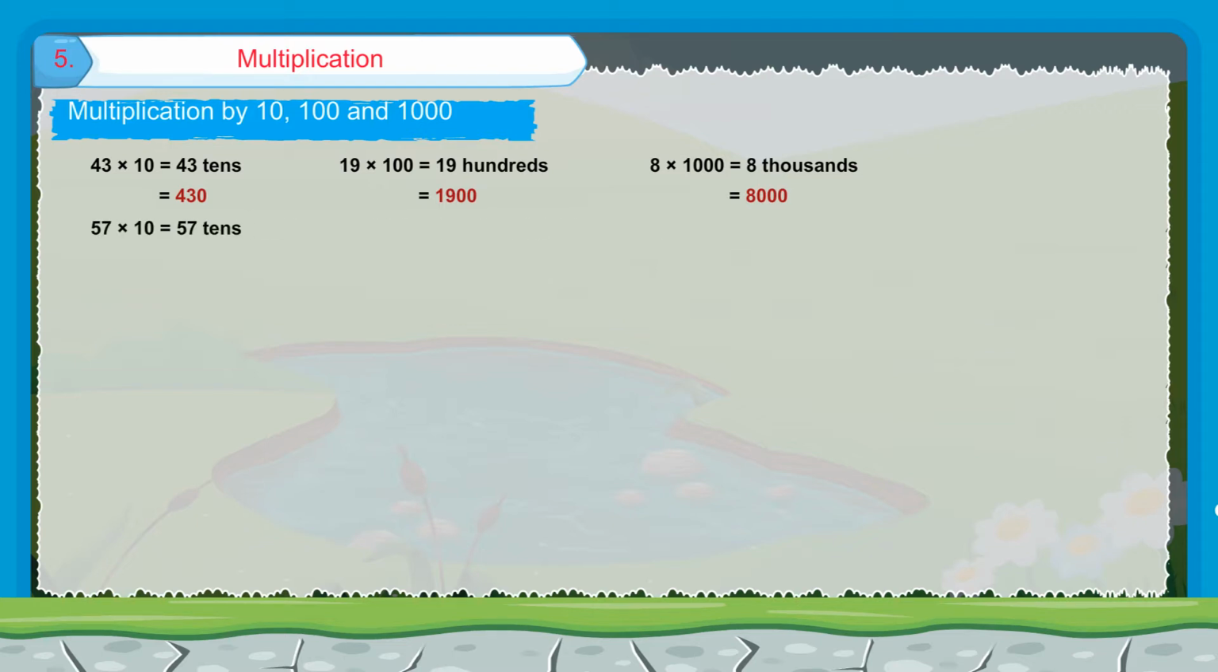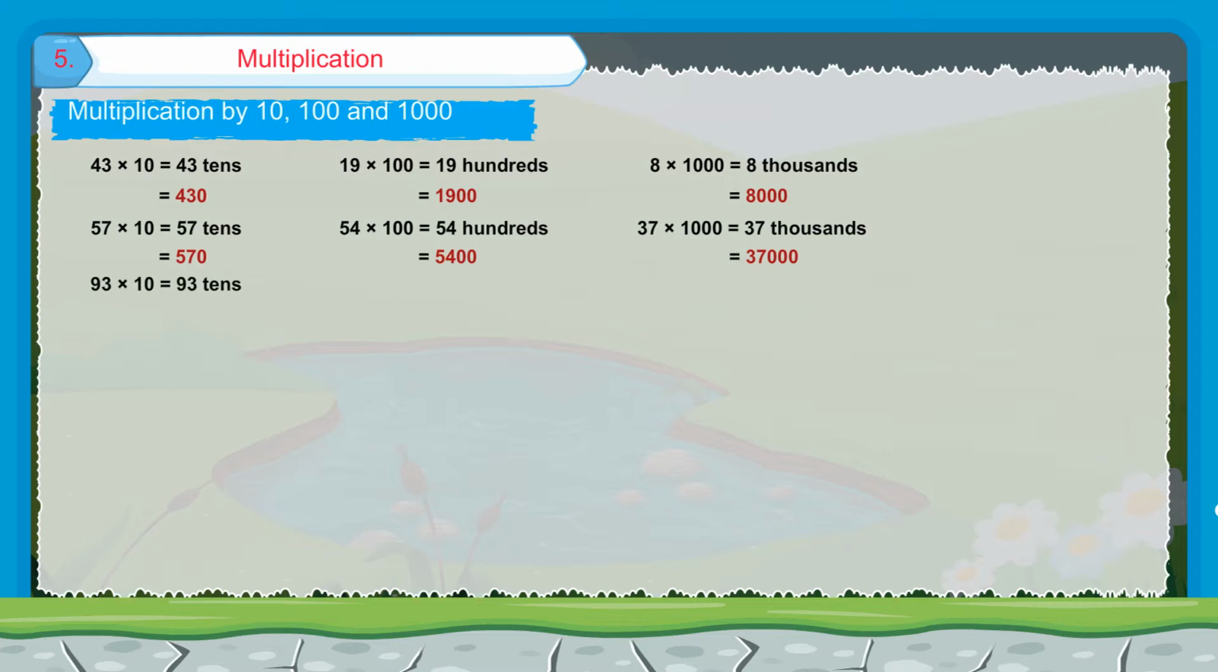57 into 10 is equal to 57 tens is equal to 570. 54 into 100 is equal to 54 hundreds is equal to 5400. 37 into 1000 is equal to 37 thousands is equal to 37,000.